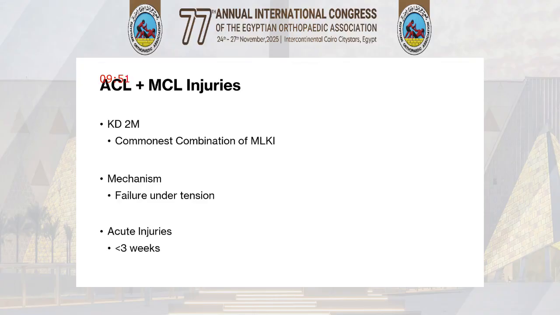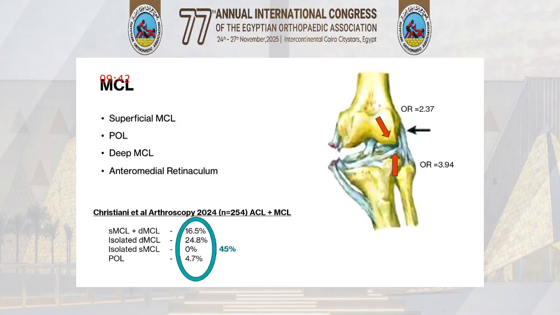ACL and MCL are the commonest combination of multi-ligament knee injuries, and they usually fail under tension. Acute injuries are less than 3 weeks old. Components of the MCL are the superficial MCL, the posterior oblique ligament we have seen in the previous talk, and the deep MCL, and there's some new light thrown on the anteromedial retinaculum, which is functionally similar and formed by the longitudinal fibers just anterior to the MCL. MCL injuries can occur in up to 45% of cases.